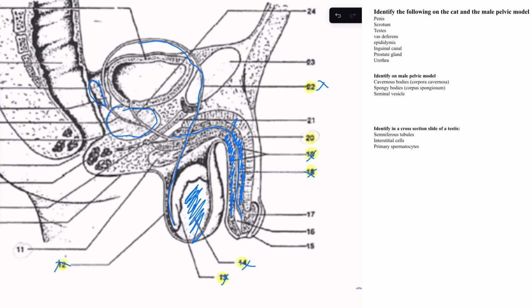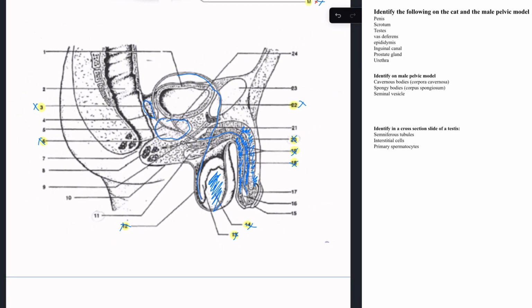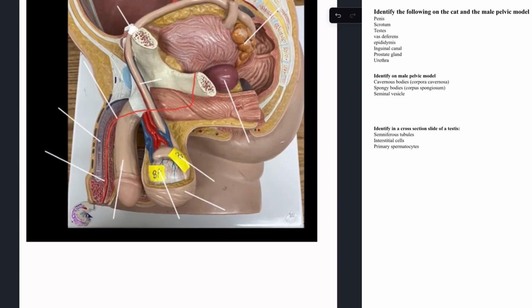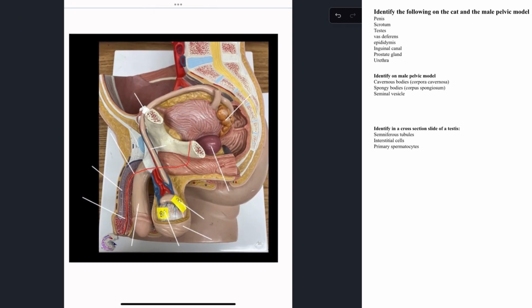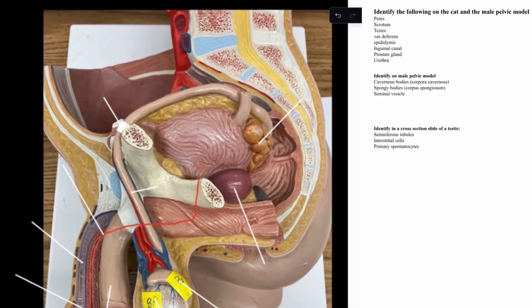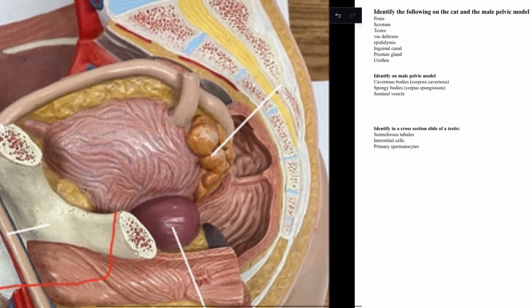And then above the corpus spongiosum is called the corpora cavernosa, or the cavernous bodies. They're the same thing. Okay, cool. Now going over the real model. Like I said, this is so much easier to look at. Right here, this structure is called the seminal vesicle.